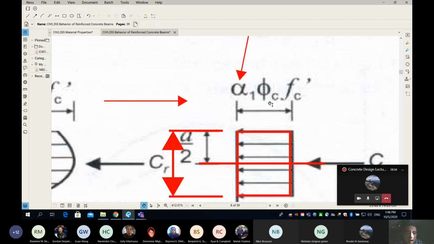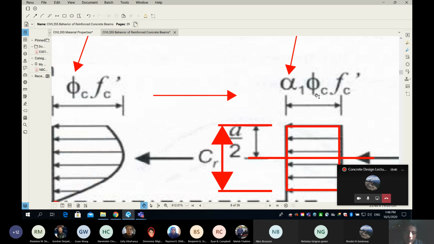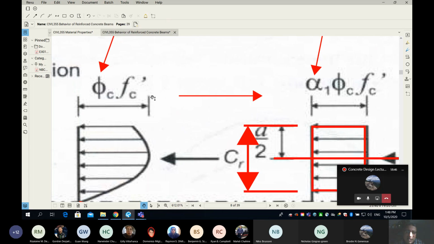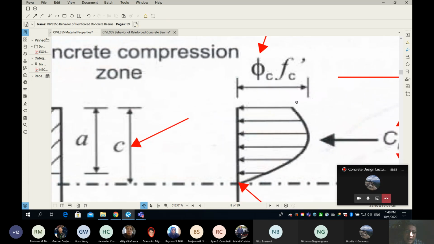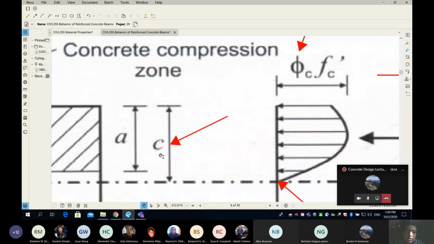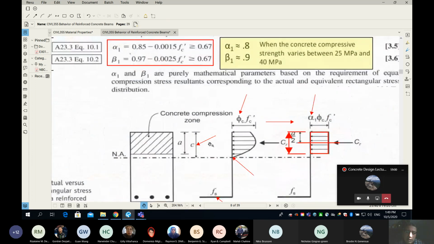One thing I want to mention: alpha 1 and beta 1, they have no units. Do you see that? Because this is MPa, and if we multiply by alpha 1, it's going to stay as MPa. And then a and c, those are distances. If we multiply c by beta 1, we get a, which means beta 1 also has no units.